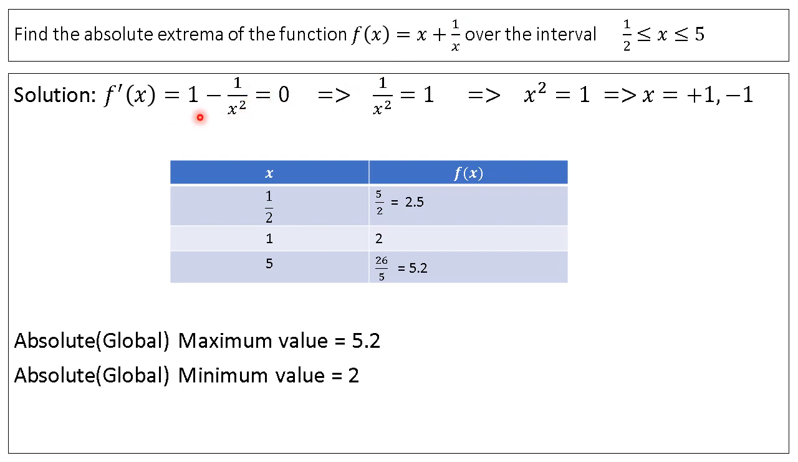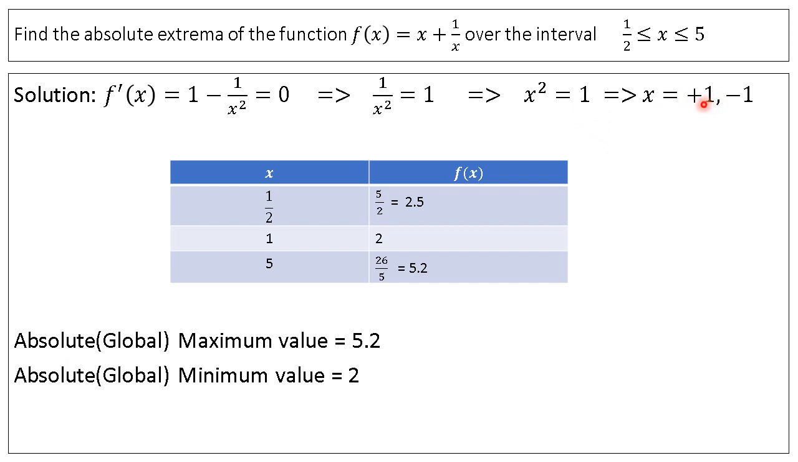And the next step is putting f dash of x is equal to 0. Equating, you will get 1 by x square is equal to 1. It implies x square is equal to 1. Therefore x square is equal to 1 means here we have two roots, that is x is equal to plus 1 and x is equal to minus 1. Okay, these are the critical points.